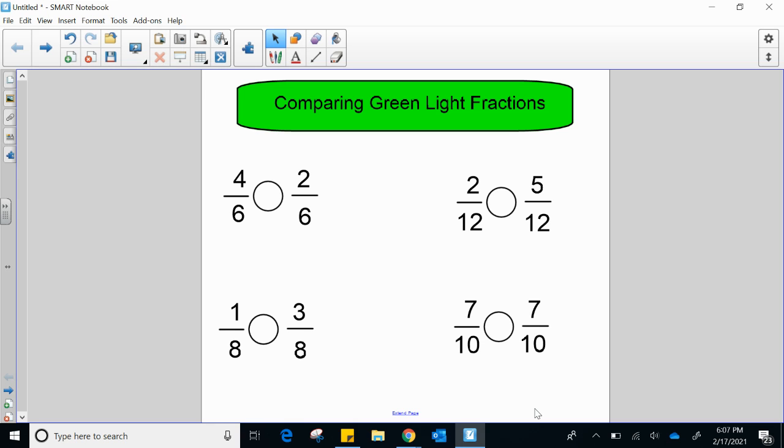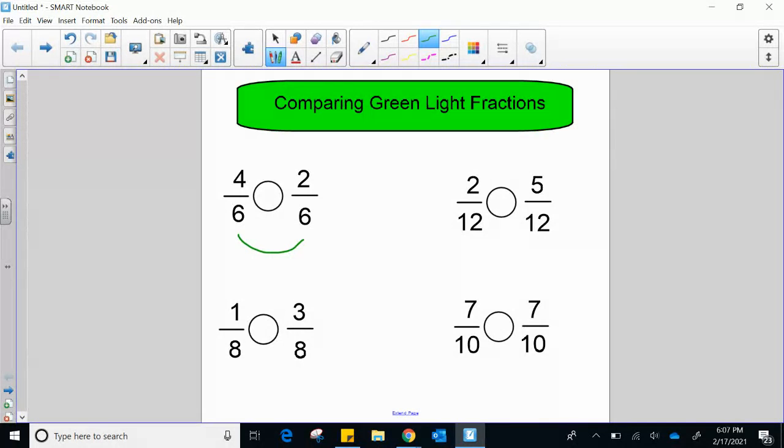All right, guys. So in this video, we're just going to very quickly review how to compare green light fractions. Again, green light fractions have the same denominator. So you can see 4/6 and 2/6 have the same denominator. They're both 6.